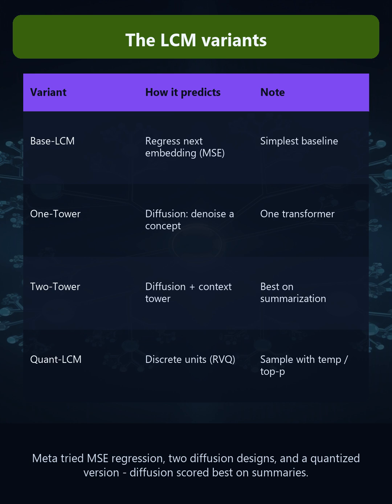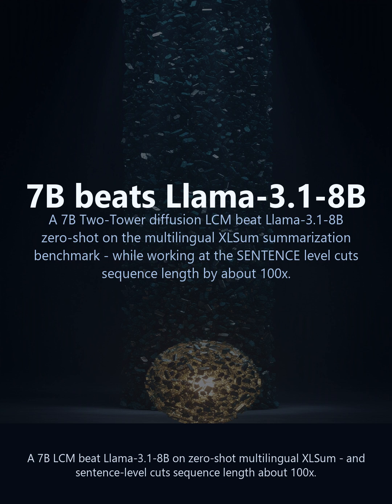The paper explores several variants. Base LCM simply predicts the next sentence embedding directly, using mean-squared error regression. Diffusion-based versions, called 1 tower and 2 tower, borrow from image generation. They start from noise and denoise toward the next concept, and they scored best on summarization. Quant LCM instead quantizes the space into discrete units, so you can sample with temperature and top P, like a normal LLM.